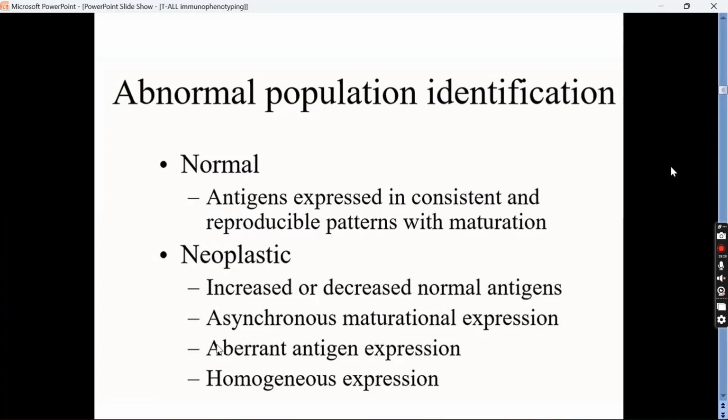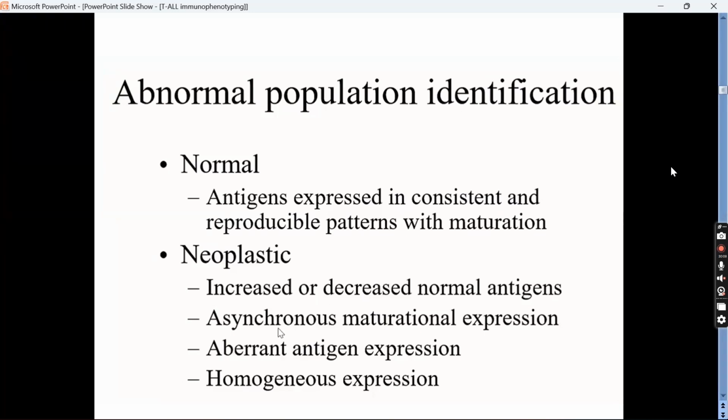Sometimes you will get some tissue from the thymus and they will ask you to say whether it is TLBL or thymoma. At that point, you need to see the maturation patterns. Antigens are expressed in consistent and reproducible patterns with maturation in normal T cell precursors. In neoplastic cells, as we saw with BALL, the markers will be either increased or decreased. For example, CD7 intensity will be more in neoplastic cells, so there is increased CD7 expression. Similarly, CD3 or CD5 in abnormal cells or T lymphoid blasts will be low.